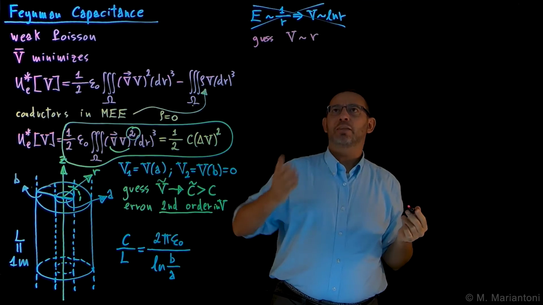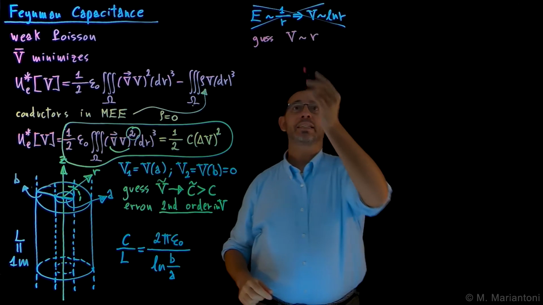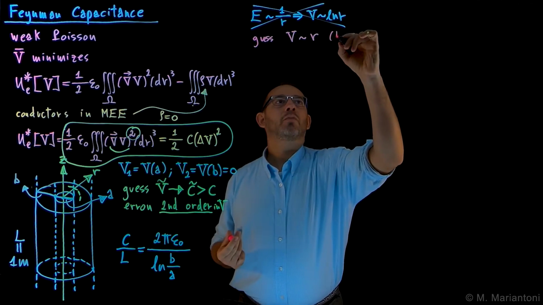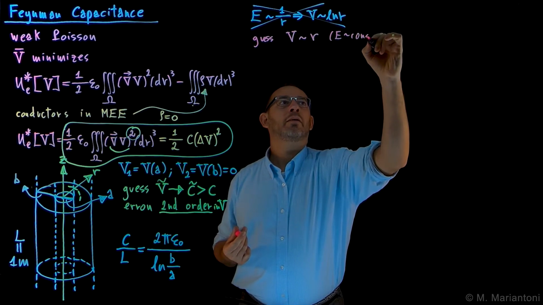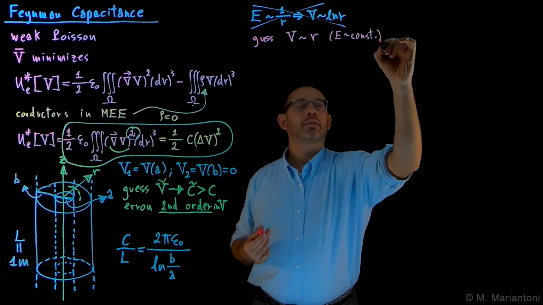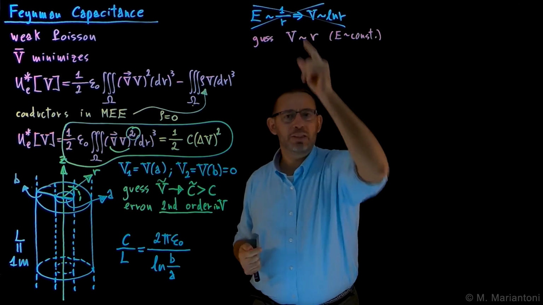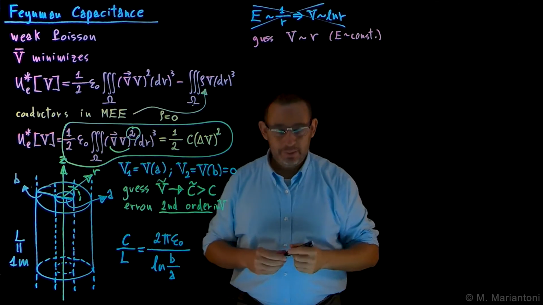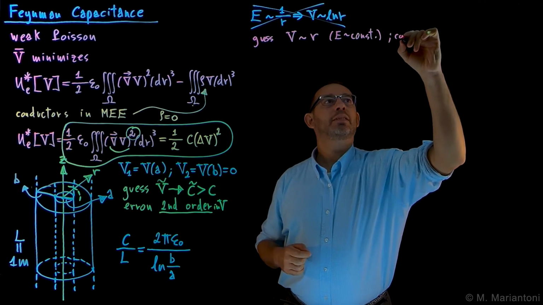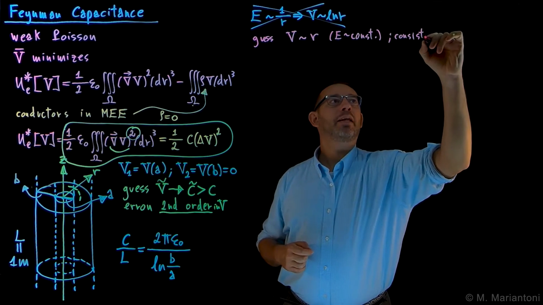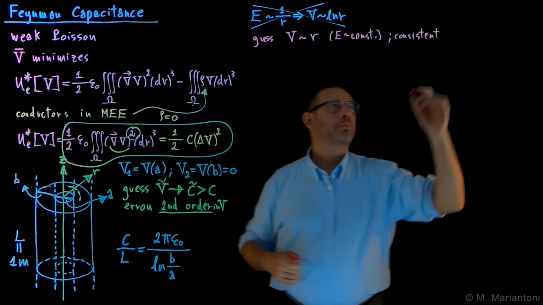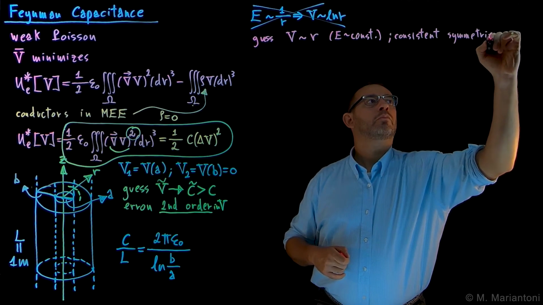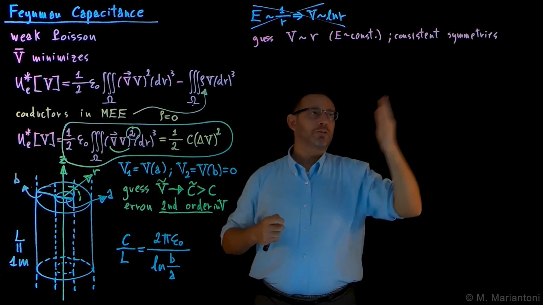Is it correct? Clearly not. It should be the natural logarithm of r. This even means that E is going to be constant, because E is minus the gradient of V. Clearly, obviously, absolutely not the correct answer. I'm guessing something which doesn't have to be the right answer. It's completely wrong. However, the beautiful thing is that it's still consistent with the symmetries. So you need to be careful. At the very least, you need to be consistent with the symmetries. V proportional to r is consistent with the symmetries.